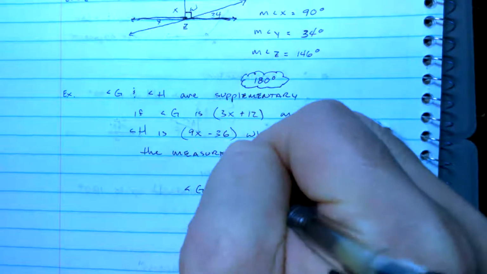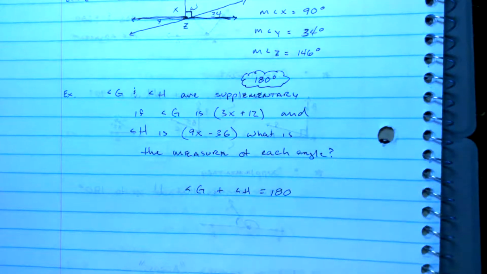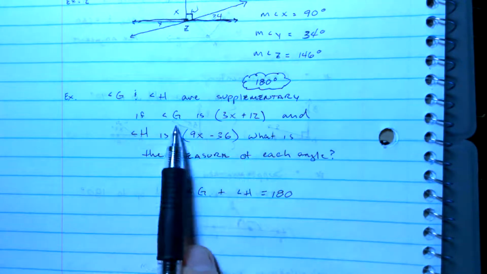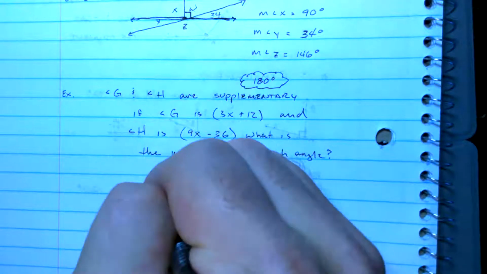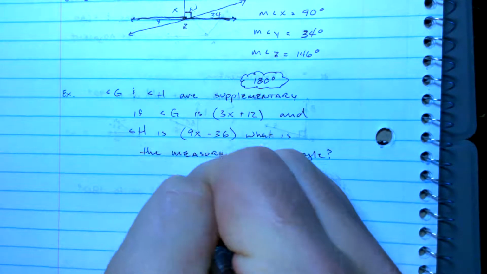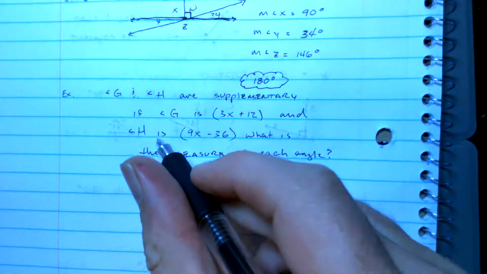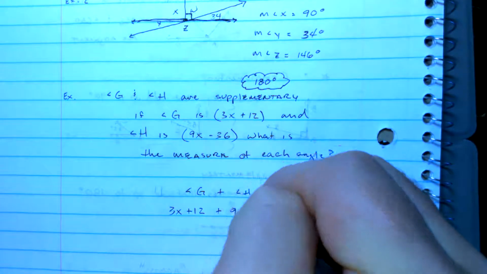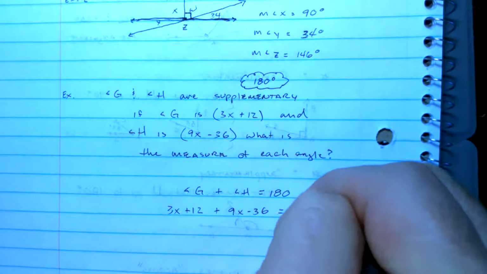All right, angle G plus angle H equals 180. Well, if angle G is this, that means those two things are interchangeable. So instead of angle G, I can write 3x plus 12, added to angle H, same applies. Angle H is that, so I can write that in its place, 9x minus 36. And I know those two equal 180.